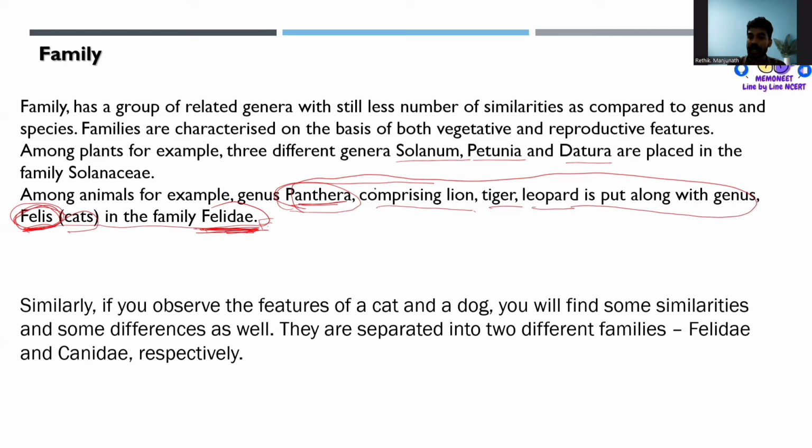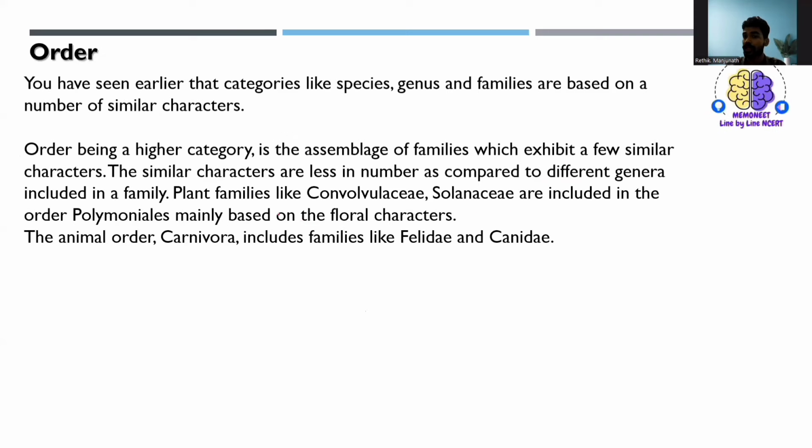Similarly, if you observe the cat as well as the dog, we can find some similar characteristics and some dissimilar characteristics. So they are separated into two different families, such as Felidae and Canidae. But they are brought together in the same order. So how will I explain this?